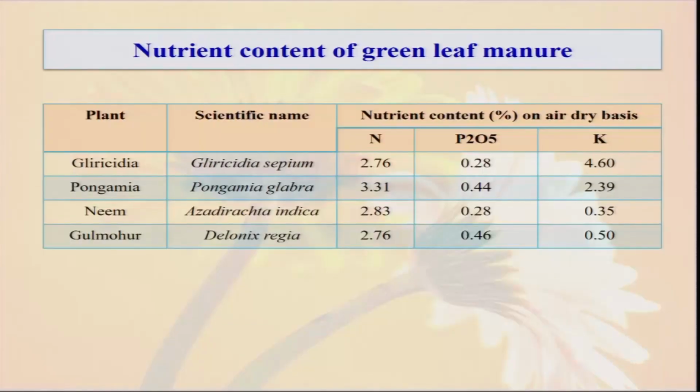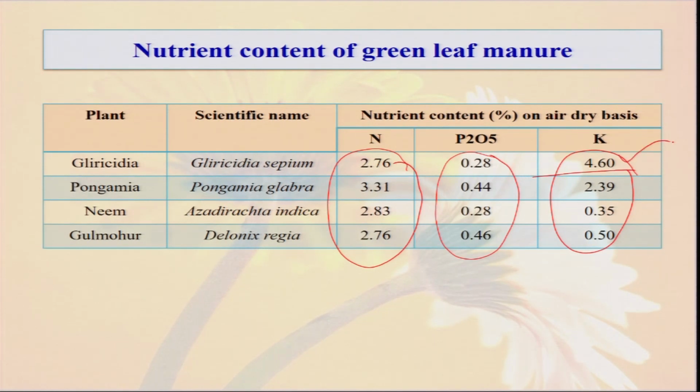If you see the nutrient green leaf manure, where we are taking from the jungles or nearby abandoned area or the barn, there are different species like Glyricidia sepium, Pongamia glabra, Azadirachta indica, and Delonix regia. Their nitrogen content varies from 2 to 3.3%, phosphorus 0.28 to 0.46%, and potassium is also very high, and particularly Glyricidia is very much needed in soil where potassium availability is low.